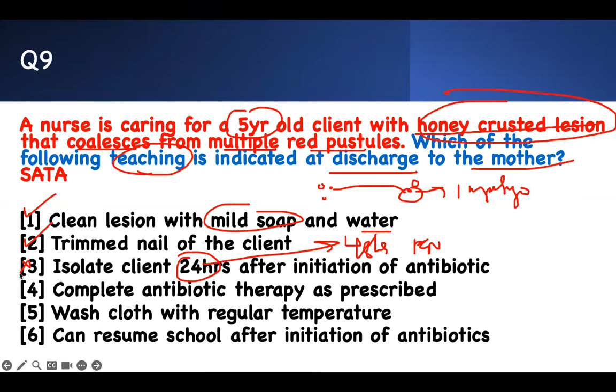Complete antibiotic therapy as prescribed. Yes, continue to take your antibiotic. Wash clothes with regular temperature? No, you need high temperature to destroy all the organisms involved. Can resume school after initiation of antibiotic? This is the same test-taking skill. If I have to wait for 48 hours, then I cannot resume school right after I start antibiotic. So which of the following teaching is indicated? Clean the wound with soap and water, trim your nails, and complete antibiotic therapy. 1, 2, 4.